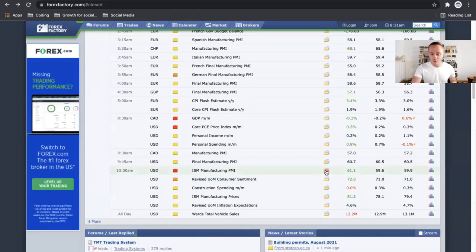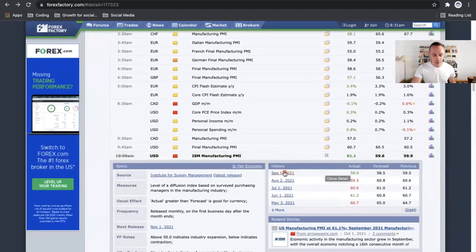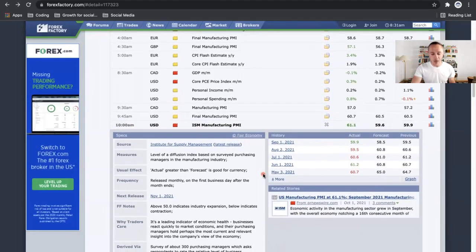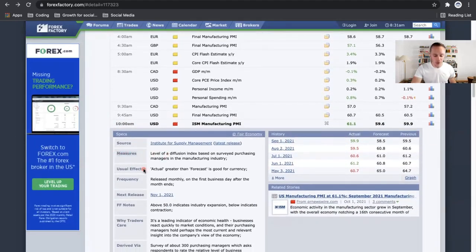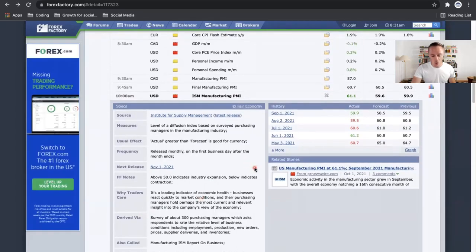Now, how do you tell that before it actually drops? You're going to want to click on this folder here. It says open detail. Clicking on that, it's going to give you a breakdown of what that news event is. It's going to tell you what it measures, the usual effect. Like I said, if the actual is greater than forecast, it's going to be good for the currency, which you can see this actually was. They're going to have the frequency right here, how often that news event is actually dropping, the next release date for it, the Forex Factory notes, why traders care, and so on. You can also see down here in the bottom right, we have related stories. That way you can read other news and other people's opinions on what that news is actually going to bring.